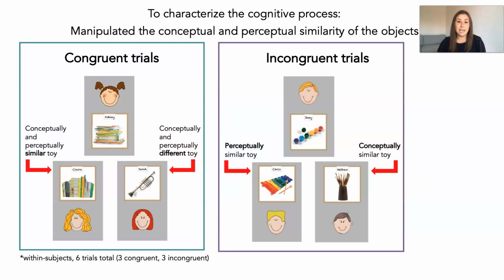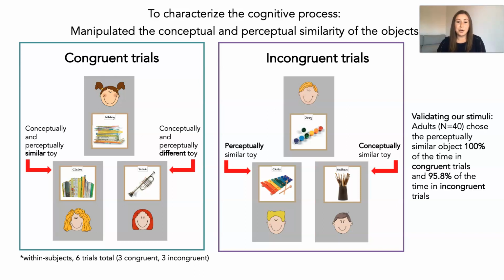For instance, here the xylophone is perceptually similar to the paint, but the paint brushes are conceptually more similar in that they're both used for the same activity. The idea is that if children use explanation-based reasoning and consider conceptual information to infer other shared interests, then they should infer that the character with a conceptually similar toy shares the target's preferences, even on incongruent trials where this toy is perceptually more distinct.